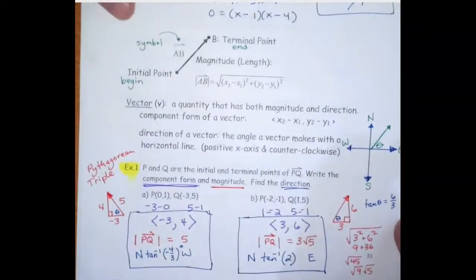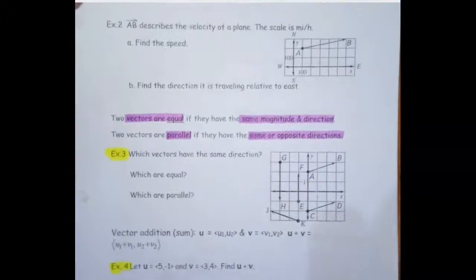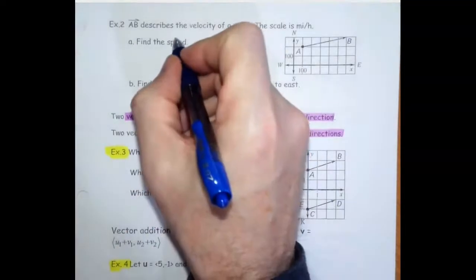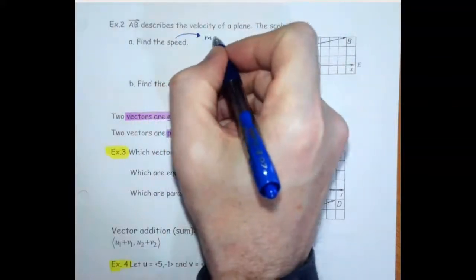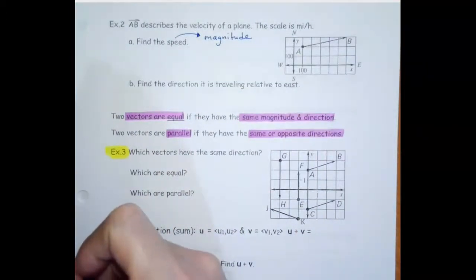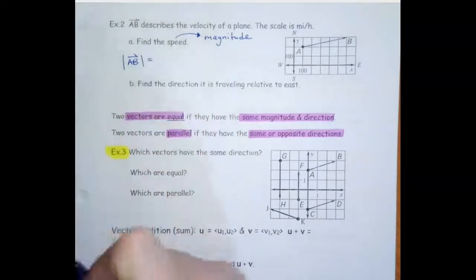Alright. So that's a test question. You know how to find all three of those things there. Alright, let's move right along here to the second page. It's just a 2-pager on vectors. So vector AB describes the velocity of an airplane. The scale is in miles per hour. Find the speed, and the speed is the magnitude. Same thing in this case. Alright, so we're looking for the magnitude of vector AB.